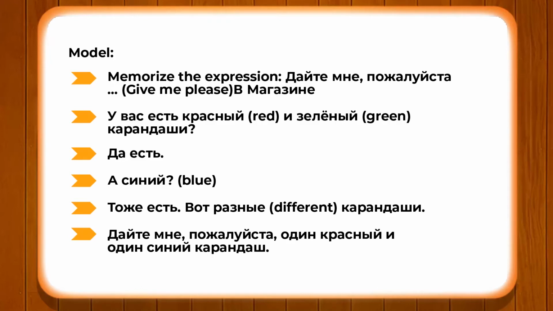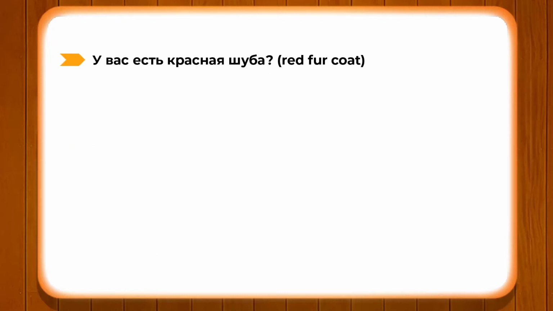Okay, so now let's go ahead and pay attention to some of the important constructions. Now we will learn, please pay attention while I pronounce it for you. У вас есть красная шуба. Шуба is a very famous item in Russia. It means red fur coat. So красная шуба, red fur coat. It can be any other color, but шуба in itself is a fur coat, which is very popular because of the cold climate.